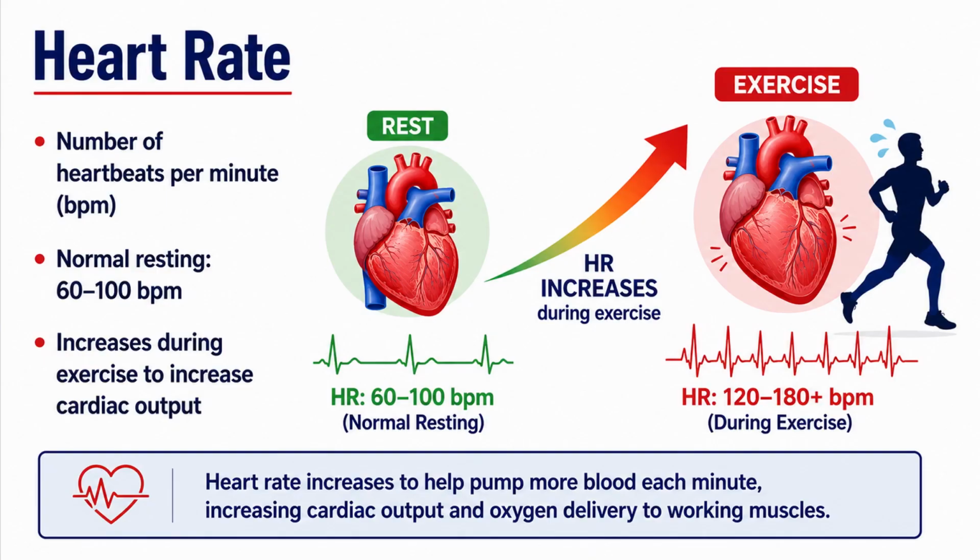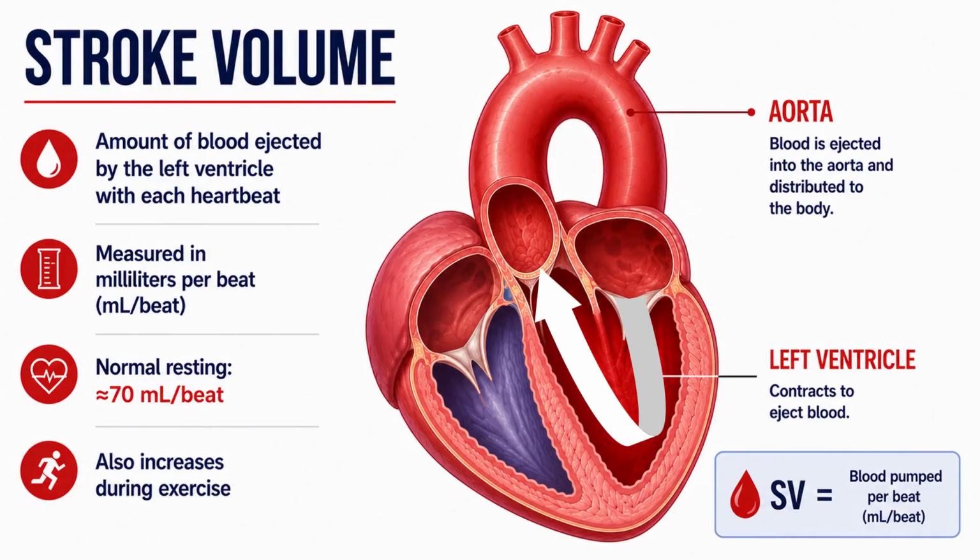Building on the cardiac output equation, let's first look at heart rate. Heart rate is the number of beats per minute. A normal resting heart rate for adults ranges from 60 to 100 beats per minute. During exercise, heart rate increases to help the heart pump more blood each minute, increasing cardiac output and oxygen delivery to the working muscles.